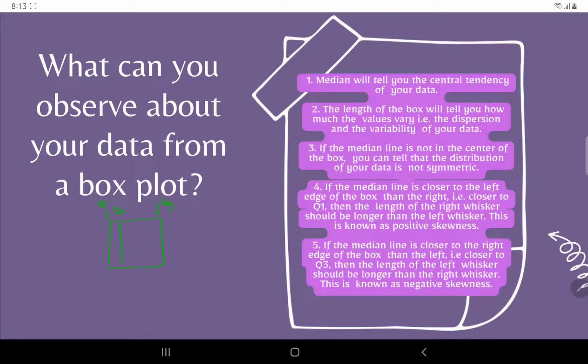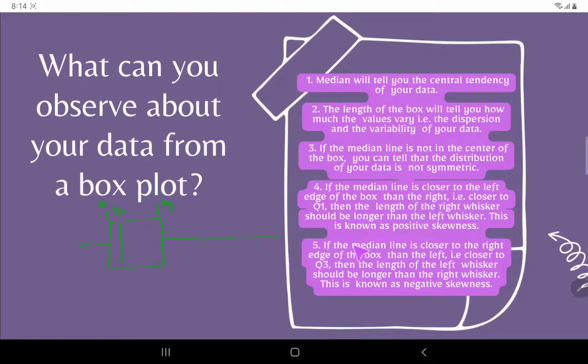Okay, dia kata Q2 is the median. So if the median line is closer to the left like this, okay, closer to the left, meaning that closer to Q1, then the length of the right whisker should be longer. Right whisker akan jadi panjang lagi lah, yang left whisker akan jadi pendek. Okay, so this is known as positive skewness.